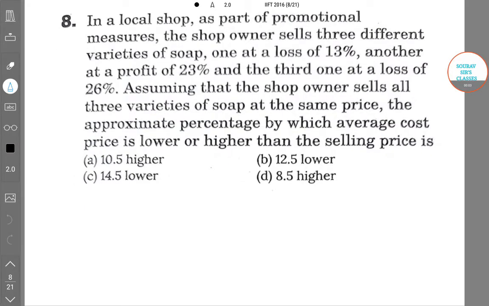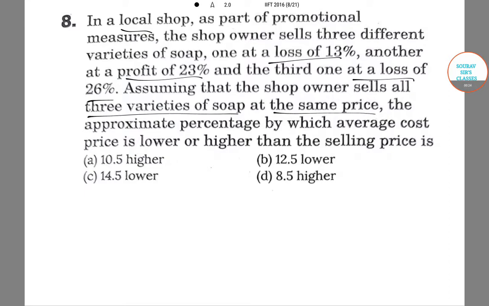The question is, in a local shop as part of promotional measures, the shop owner sells 3 different varieties of soap, one at a loss of 13%, another at a profit of 23%, and the third one at a loss of 26%. Assuming that the shop owner sells all 3 varieties of soap at the same price, the approximate percentage by which average cost price is lower or higher than the selling price is.